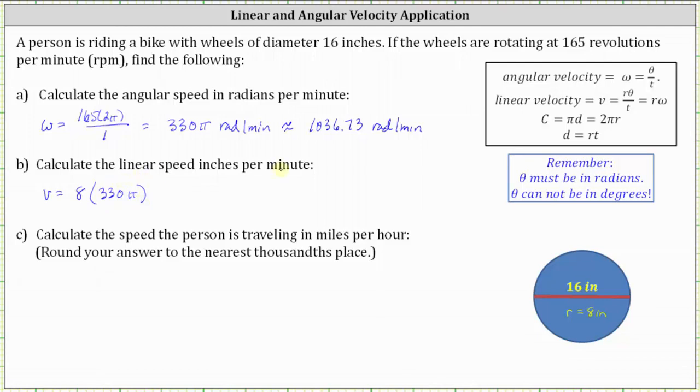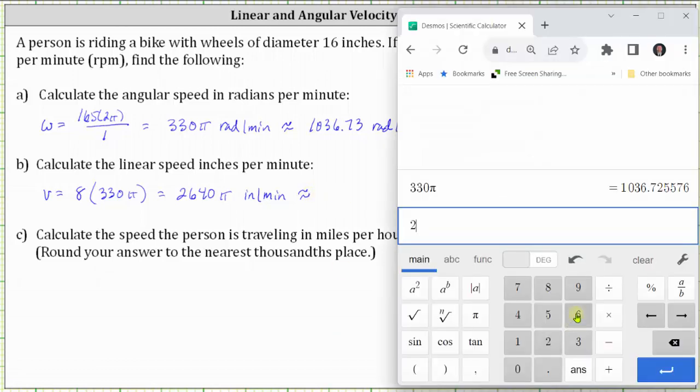Notice we do have the correct units because the radius is in inches and the angular velocity is in radians per minute. 8 times 330 pi is equal to 2,640 pi, and the units are inches per minute. And again, let's also get our decimal approximation. The linear speed or linear velocity is approximately 8,293.80 inches per minute.